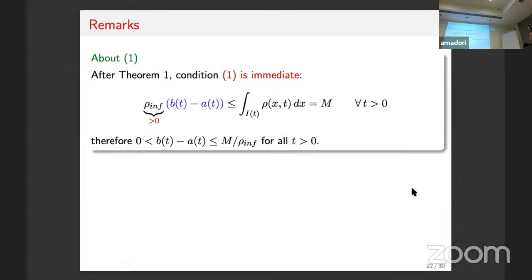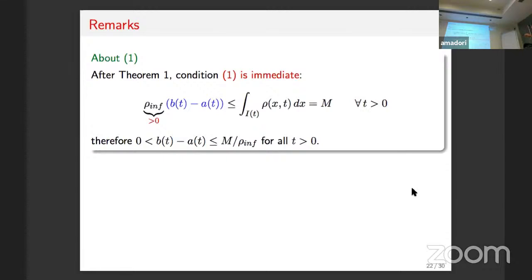Let me make a couple of remarks. The first one is that the first condition, the fact that the support remains bounded, is automatic, immediate after Theorem 1. Why is this? Because we proved that the density is uniformly positive, and we know that the integral of rho is constantly equal to the initial mass m, so we can bound this integral from below, and then we get automatically that the length of the support I(t) of the solution is bounded by a uniform constant. So the fact that the solution stays in a plateau is automatic.